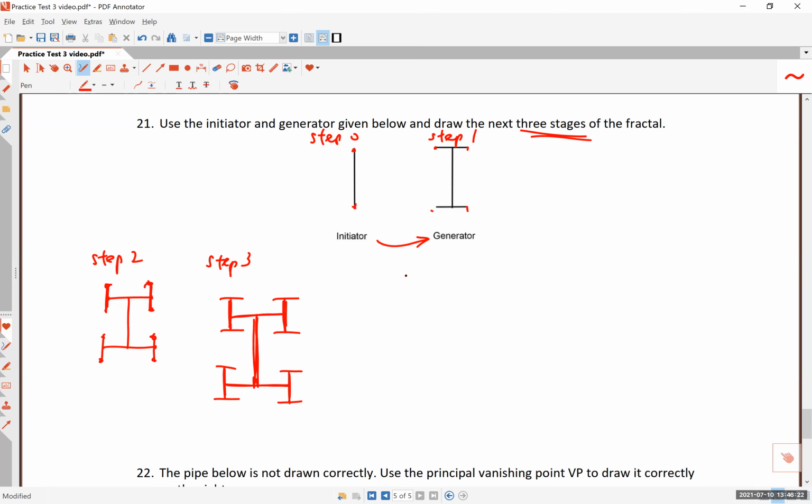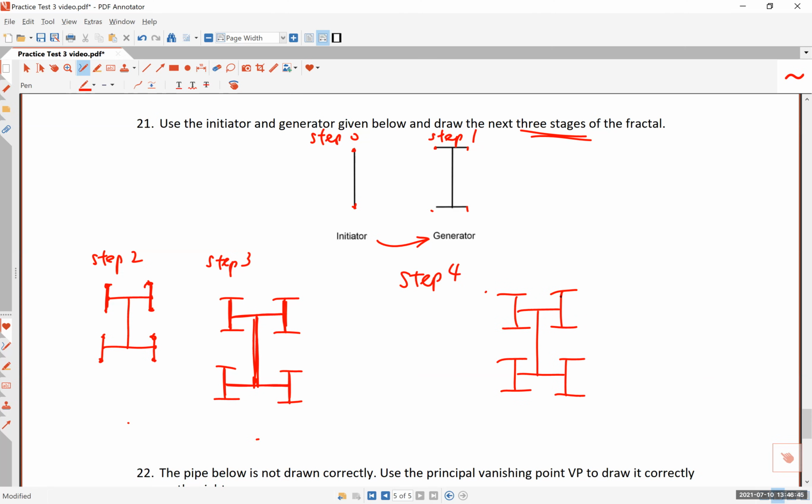I'm supposed to do the next 3 stages, and so let's do step 4, because that's first, second, and third. All right, let's go ahead and start all over again. So this is step 1. Step 2 was like this. Step 3 is like that. This is where we stopped, and we have 16 endpoints.